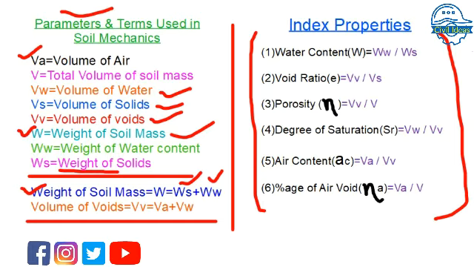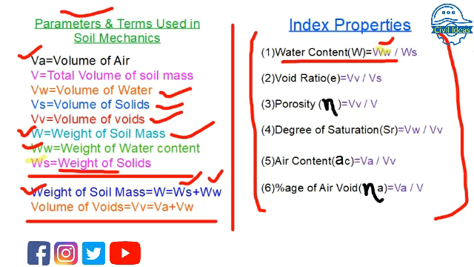So this is the water content, represented by W. Here I write Ww as the weight of water content, divided by the weight of solids, Ws. This is the weight of solids. Okay, so that is water content, and next, void ratio: the volume of voids to the volume of solids.